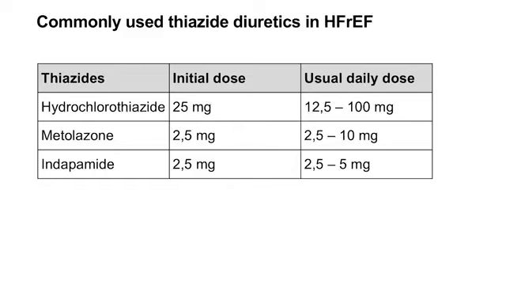Beside loop diuretics, we have thiazides. This slide shows the commonly used thiazide diuretics in heart failure with reduced ejection fraction. They have certain initial doses, but the treatment is more or less the same as with loop diuretics. The drugs should be titrated to the need of the patient.